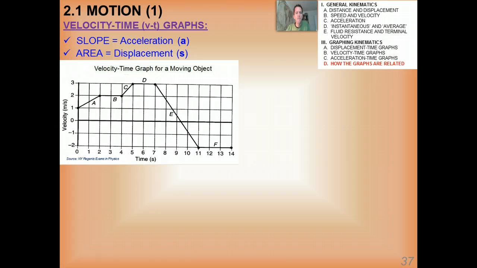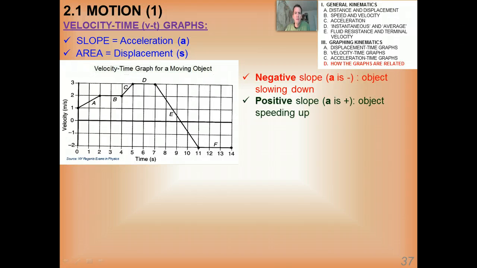Okay? All right, now velocity time graphs. Again, remember I said that these are more friendly to you in terms of providing you more explicit information. Okay, the slope is the acceleration and the area is the displacement. Okay, here's an example of a graph where I have negative velocities and positive velocities. A negative slope, the acceleration is negative. The object is slowing down. Positive slope, the object is speeding up.